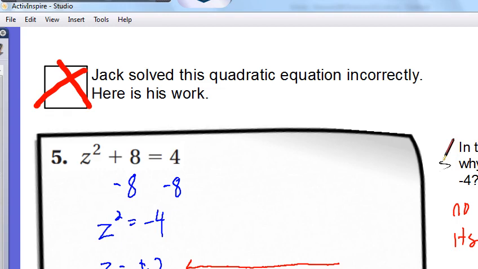The imaginary numbers, what's the 1 of the imaginary world? What is the very basic imaginary number? I. And what is I? Square root of -1. I is the square root of -1.